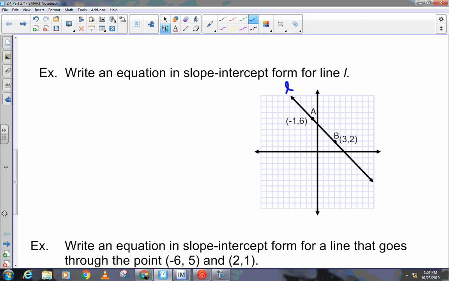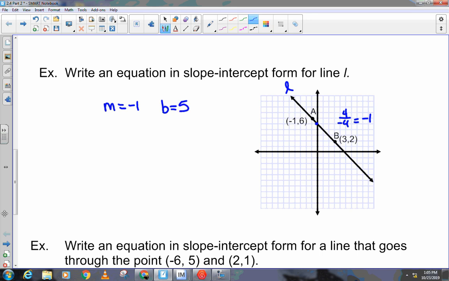Now, if your equation is graphed, you can get a lot from the graph. In this particular case, I can count my slope, and I can see where it crosses the y-axis. If I rise 1, 2, 3, 4, and I run back 1, 2, 3, 4, that's 4 over negative 4, which is equal to what? Negative 1. So my slope is negative 1, and I can identify my y-intercept. It crosses the y-axis at a positive 5.